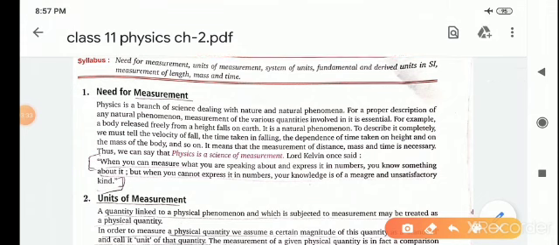Need for measurement. Very important. Physics is a branch of science dealing with the nature and natural phenomena. For a proper description of any natural phenomena, measurement of the various quantities involved in it is essential. For example, a body released freely from a height falls on the earth. It is a natural phenomenon.